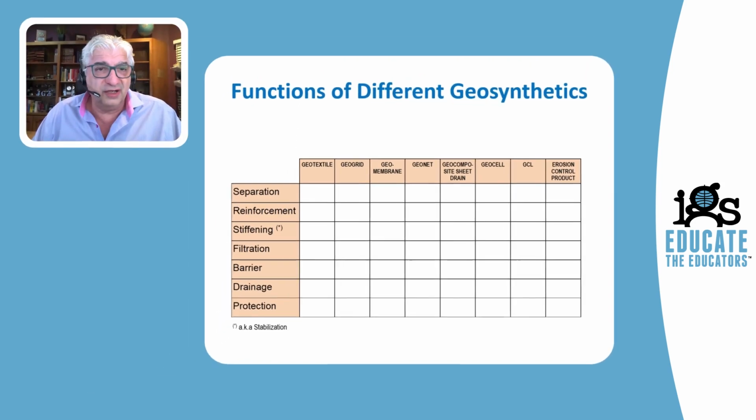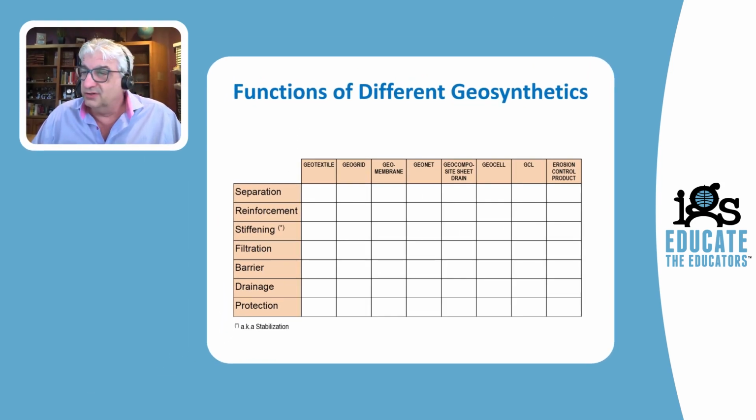And also, as a final exercise, let's go over the different geosynthetic types: geotextiles, geogrids, geomembranes, geonets, geocomposite drains, geocells, GCLs, and erosion control products. The goal here is to identify for each one of these geosynthetics what are the functions that they can fulfill: separation, reinforcement, stiffening, filtration, barrier, drainage, and protection. I'm going to give you a few minutes to complete this on your own, and then we'll do it together.